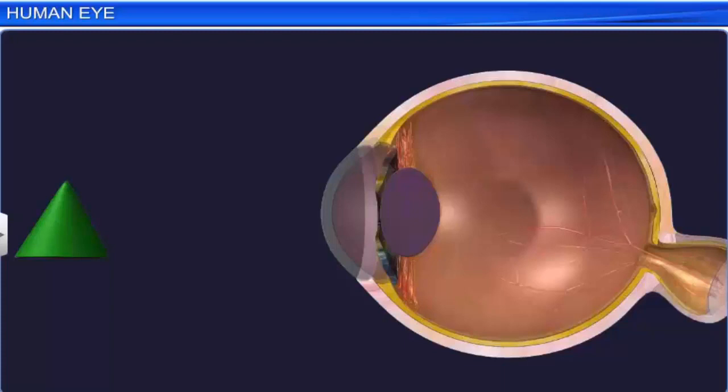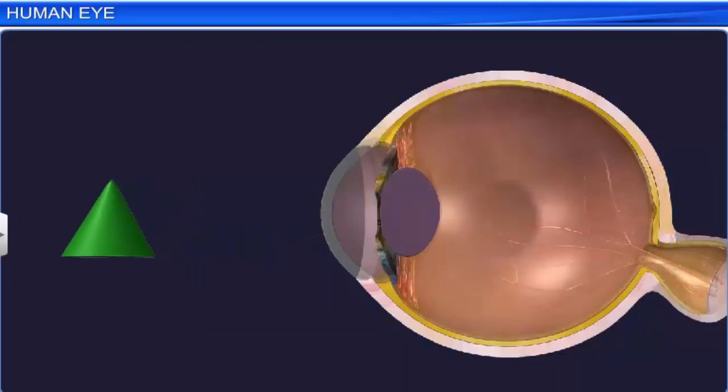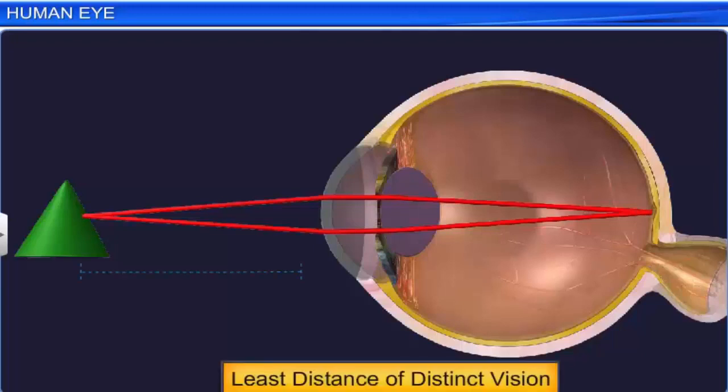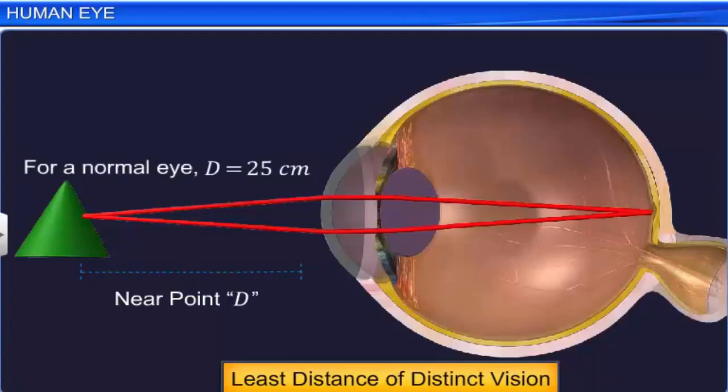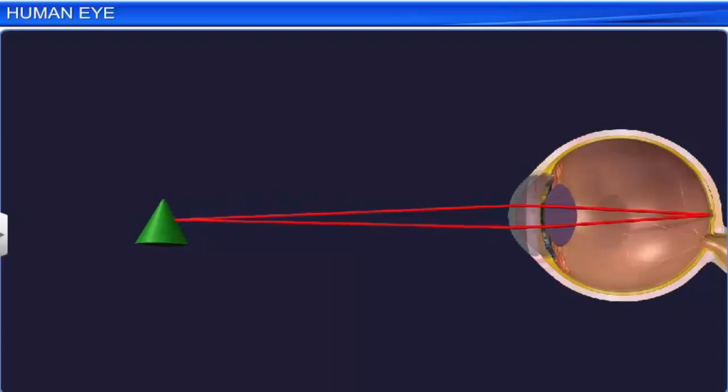But the focal length of the crystalline lens cannot be reduced beyond a limit. Hence, there is a limit for the closest distance for which the lens can focus light on the retina. This is called the least distance of distinct vision, or near point, represented by the letter D. Usually the value of D is taken as 25 cm for a normal eye. The greatest distance for which the lens of a relaxed eye can focus light on the retina is called the far point. The far point of a normal eye is at infinity.